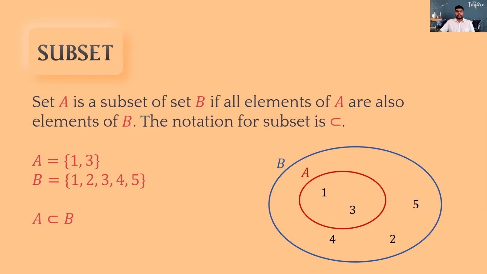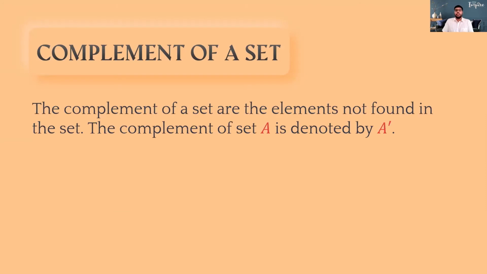So then the complement of a set, right? So children, what is the complement of a set? Children, the complement of a set are the elements not found in the set, right? So the complement of set A is given by A complement. When we say A complement, children, the way you write it in mathematical notation is you write A, the name of the set, and then you write an apostrophe or a dash after it, right? That is how you say A complement is A and a small apostrophe or a small dash, right? So that is A complement.